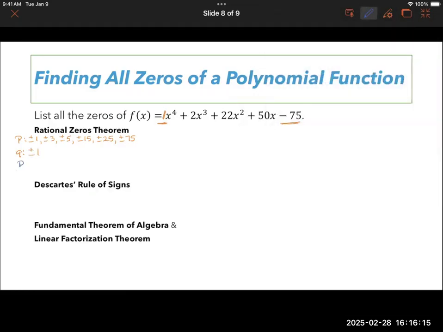So our P over Q list, since we have a Q of just 1, it ends up being simply the list of the P factors. So plus or minus 1, plus or minus 3, plus or minus 5, plus or minus 15, plus or minus 25, and plus or minus 75.